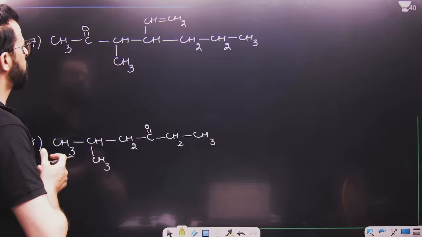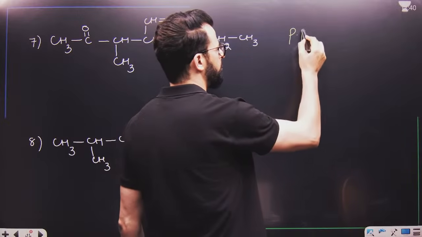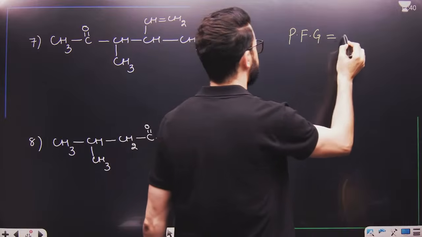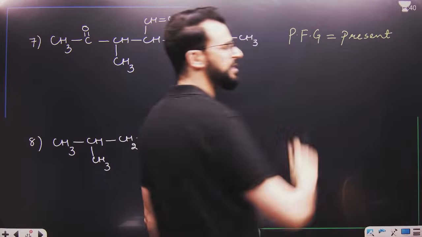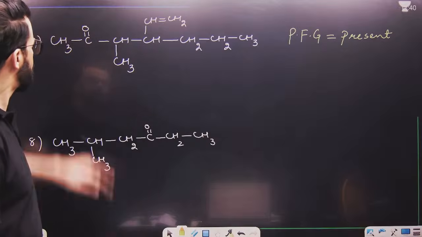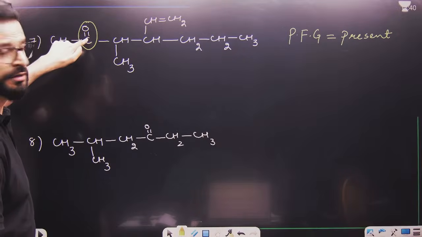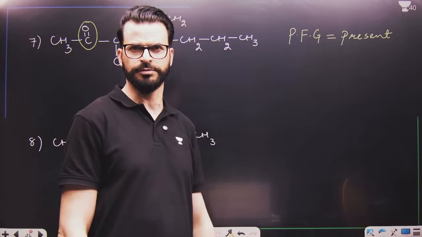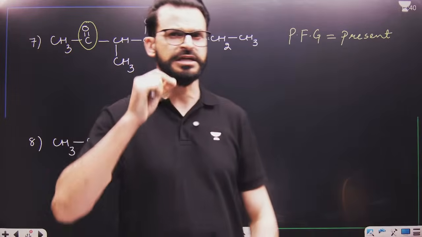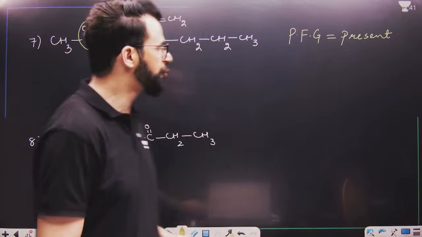Now, have a look. Is there any principal functional group? Yes, it is present. This is the principal functional group. Now look towards the principal functional group. This is having carbon, so this is a carbon-containing principal functional group. If the principal functional group is carbon containing, obviously that carbon should be included in the parent chain.